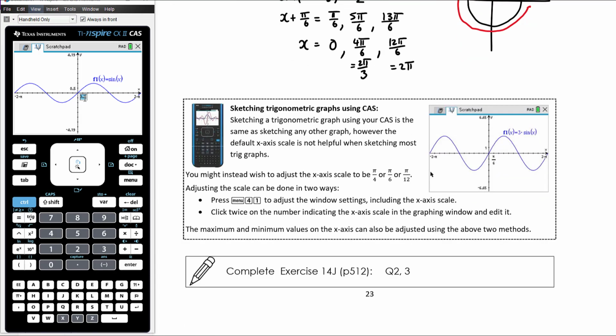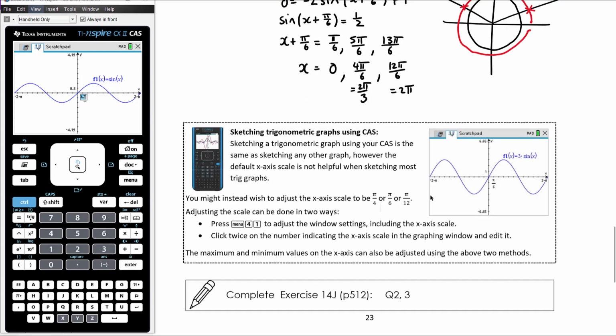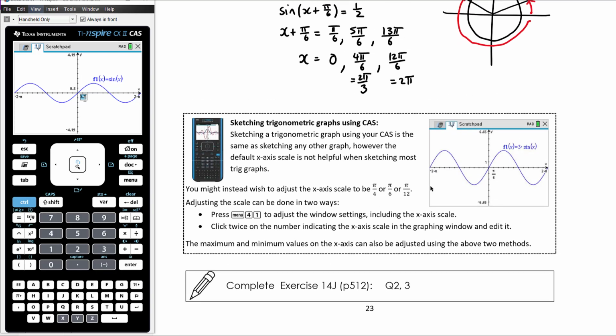Work today is from exercise 14J, again sketching some more graphs, combining that together with the solving of your equations.